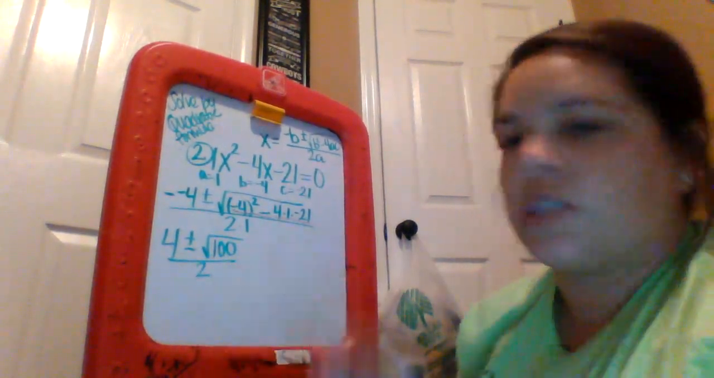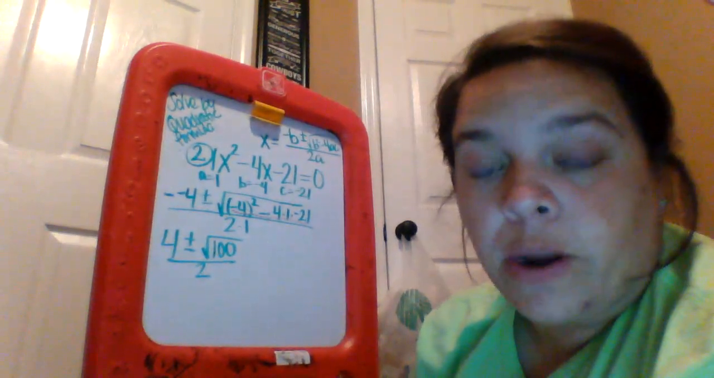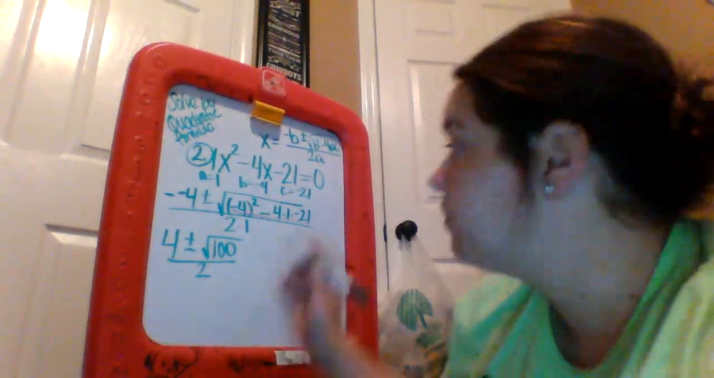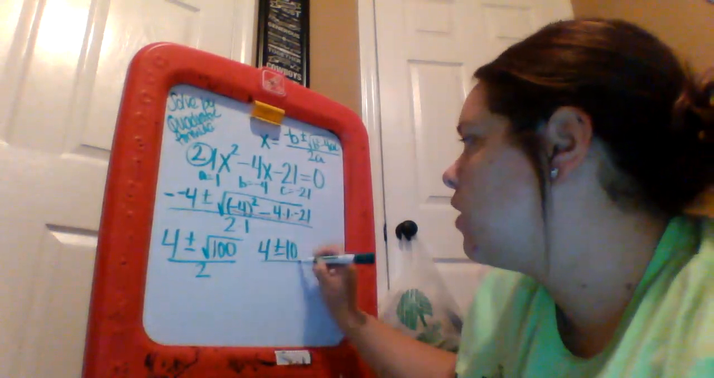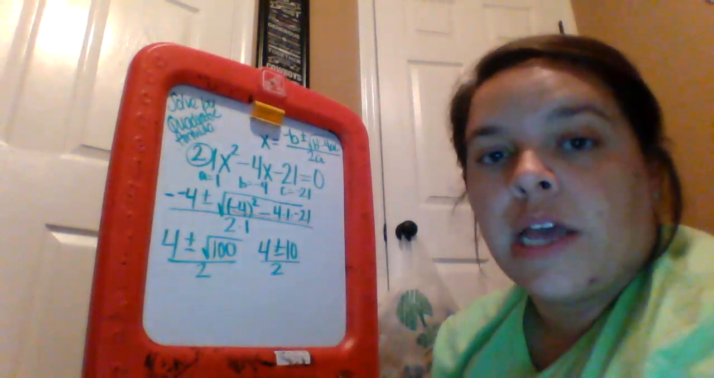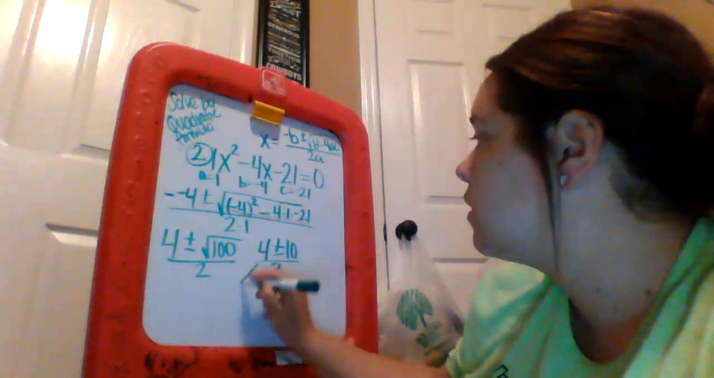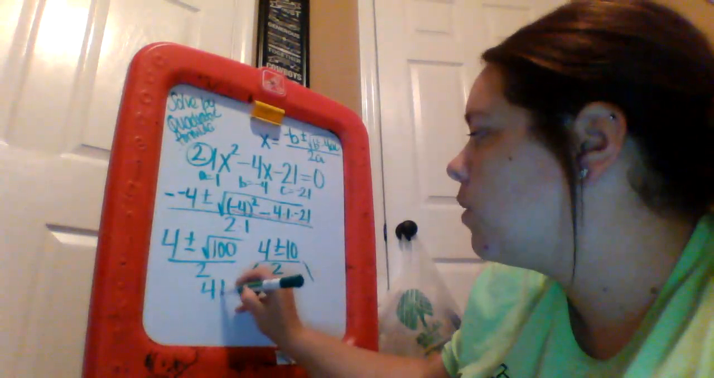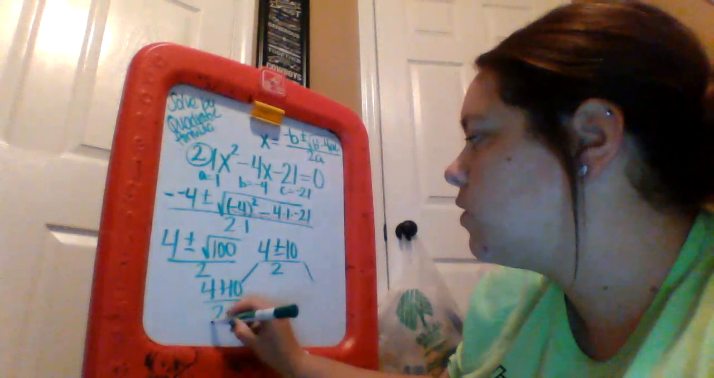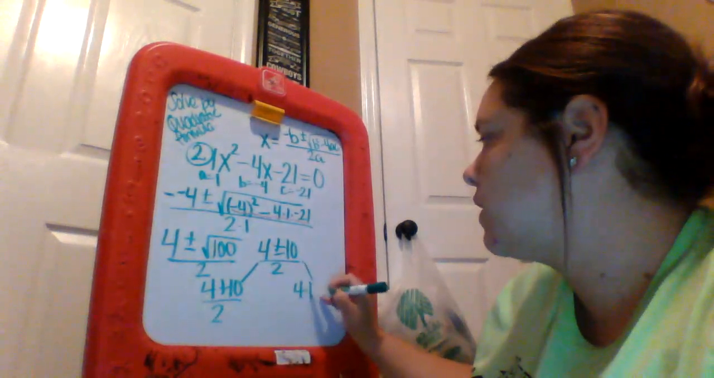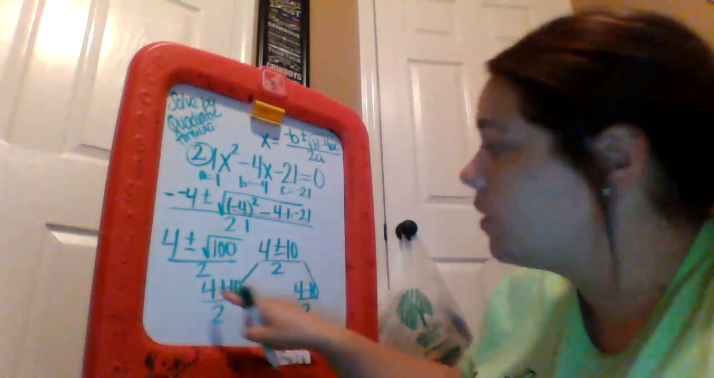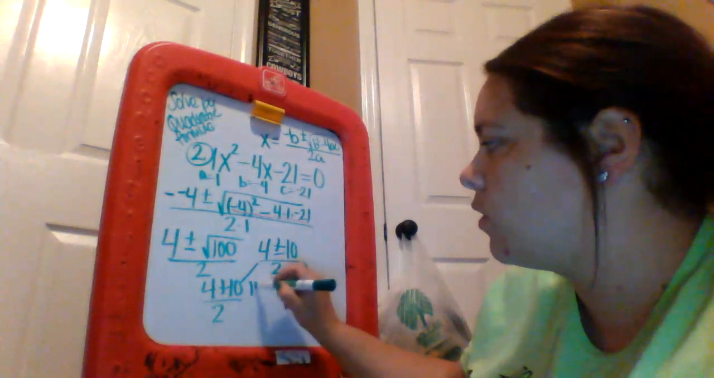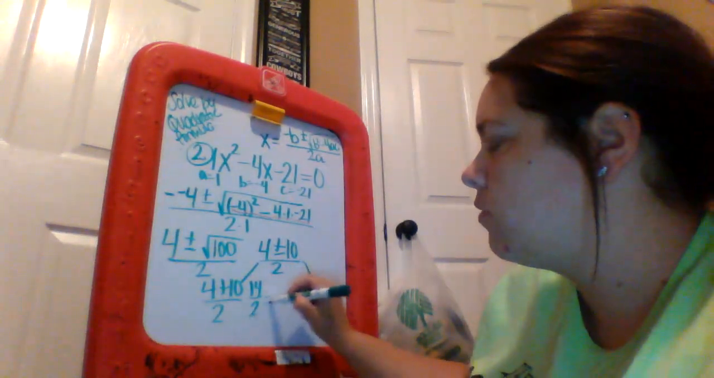And 2 times 1 is 2. All right, and then the square root of 100 is 10. So that's going to be 4 plus or minus 10 over 2. And then you can take it two ways: 4 plus 10 divided by 2, 4 minus 10 divided by 2. And that's where your two numbers come from, your two answers. So 4 plus 10, that's 14 divided by 2, which is 7.